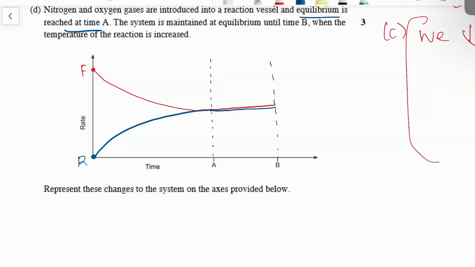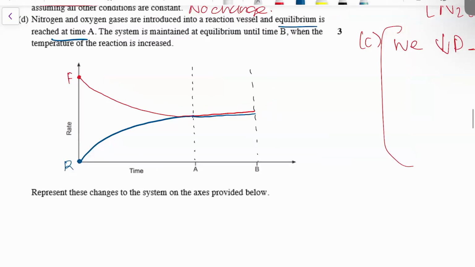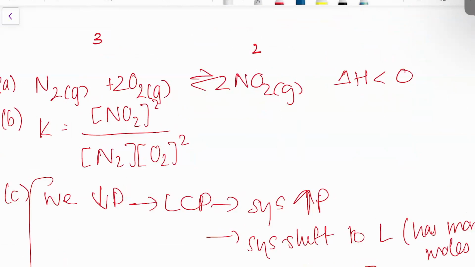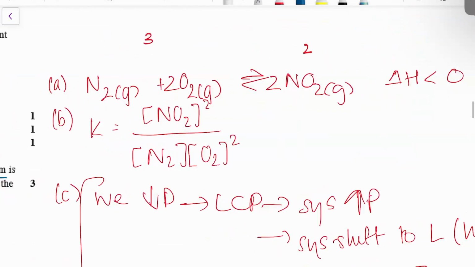But we haven't labeled this as endo and exo. We've labeled it as forward and reverse. So we need to go back to our equation and figure out which one's the endo one. So this is our equation. Is the endo one the forward or the reverse? The reverse. Endo's a reverse because the forward is delta H negative, which means it's exo. So the reverse is endo, which means the reverse line is the one that's going to go up more at point B.